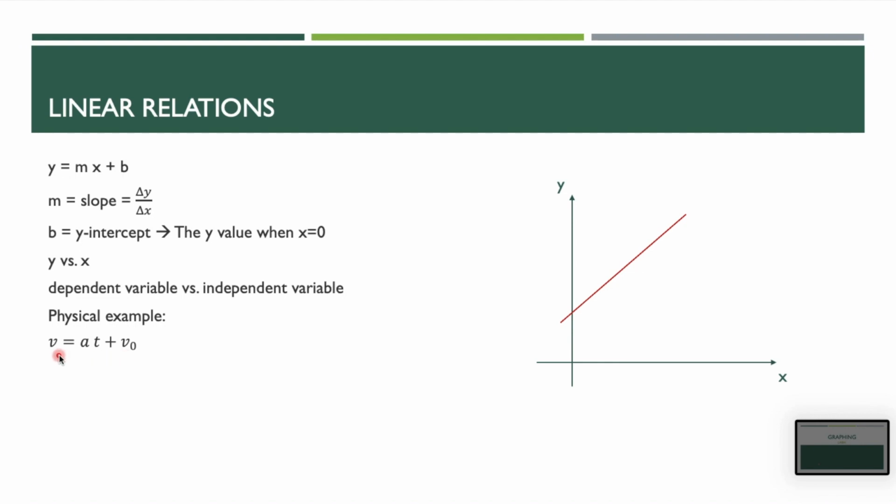Now this relation is linear, and to highlight the linearity in this equation, we compare it with the known equation. v here is the y variable, t is the x variable, and the acceleration is the slope, and v naught is the y-intercept. Okay, so the relation between velocity and time is linear, and the slope in this relation gives the acceleration, which is constant, and the y-intercept gives the initial velocity. Okay, so in this case, v is the dependent variable, and t is the independent variable.